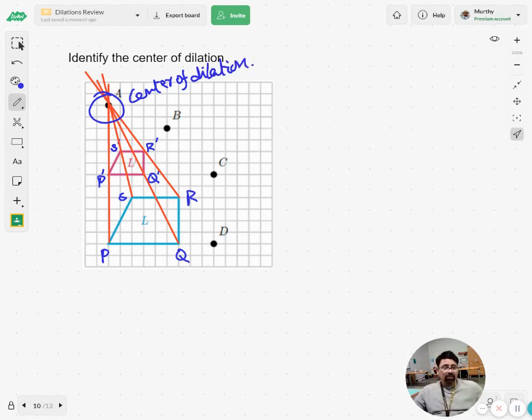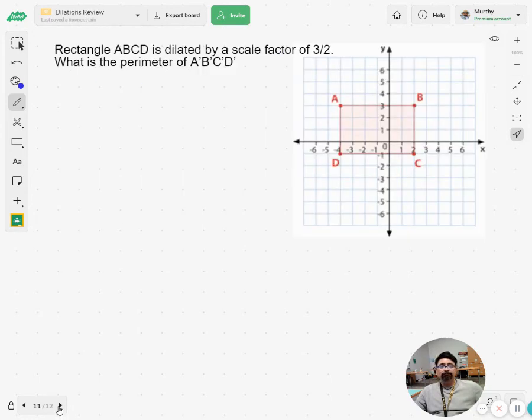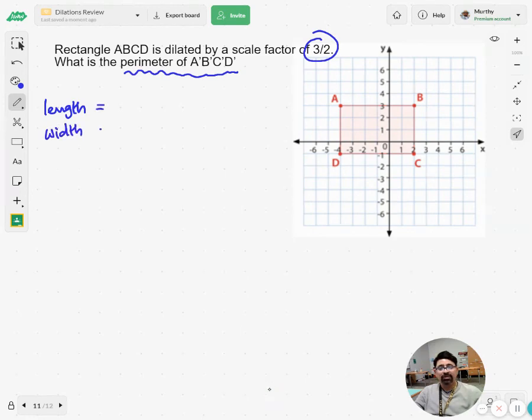Okay, then let me take a couple of questions. Rectangle ABCD is dilated, guys. So here rectangle ABCD is dilated by a scale factor 3/2. And what is the perimeter of A prime, B prime, C prime, D prime? So first of all, let's see what is the length of this rectangle, and what is the width of this rectangle?